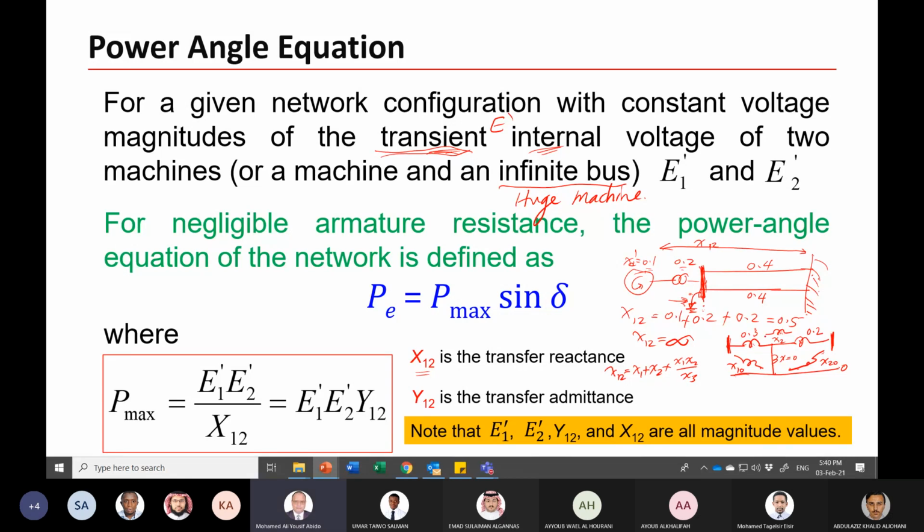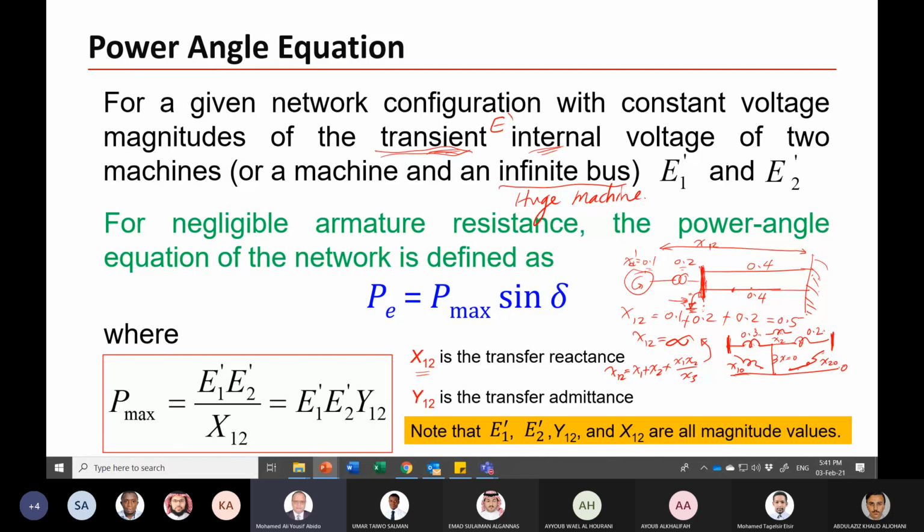So this impedance equals X1 plus X2 plus the multiplication X1 X2 over X3, the far impedance. The far impedance equals 0, short circuit. So this gives X12 equal to infinity, which means there is no power transfer during the fault, if the fault occurs at this bus. If the fault occurs somewhere else, this is something else.